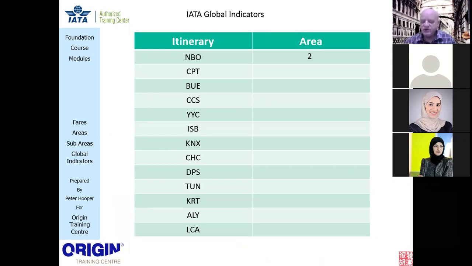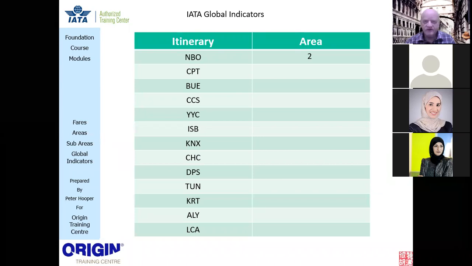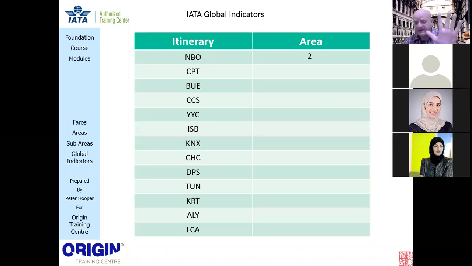Why is this really complicated? Well, it's because you're doing 4 or 5 things at the same time. One, you have to know the city code. Then you have to know the country. Then the area. Then the order for the global indicators. Then you have to work it out. So you're doing 5 things at the same time.